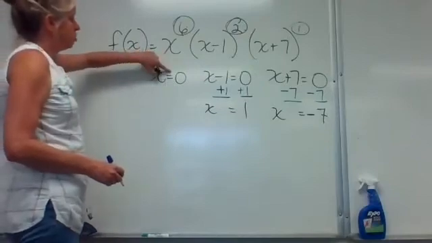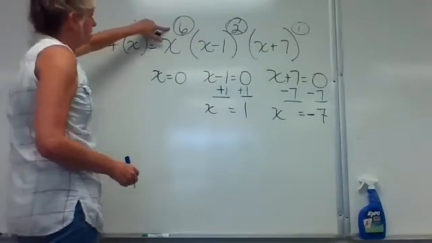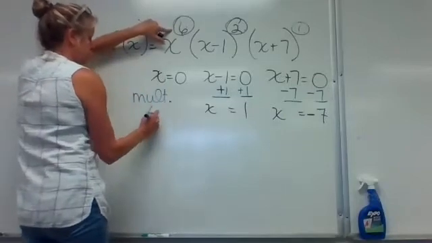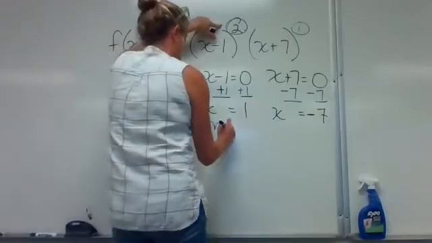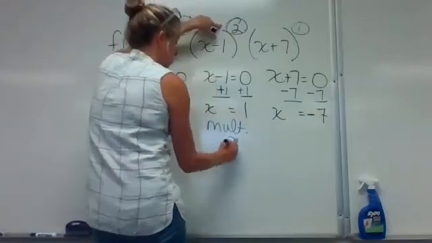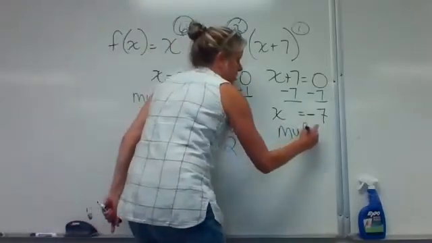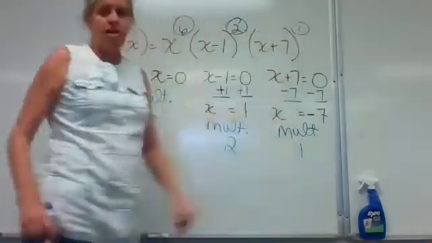So this one's multiplicity is its outside exponent. So the multiplicity was 6. This one's multiplicity was 2, and this one's multiplicity was 1.